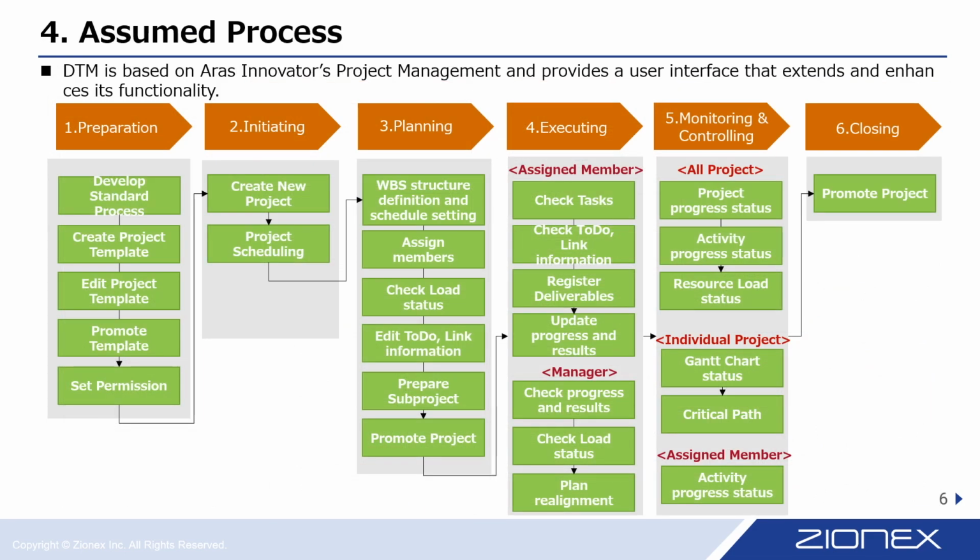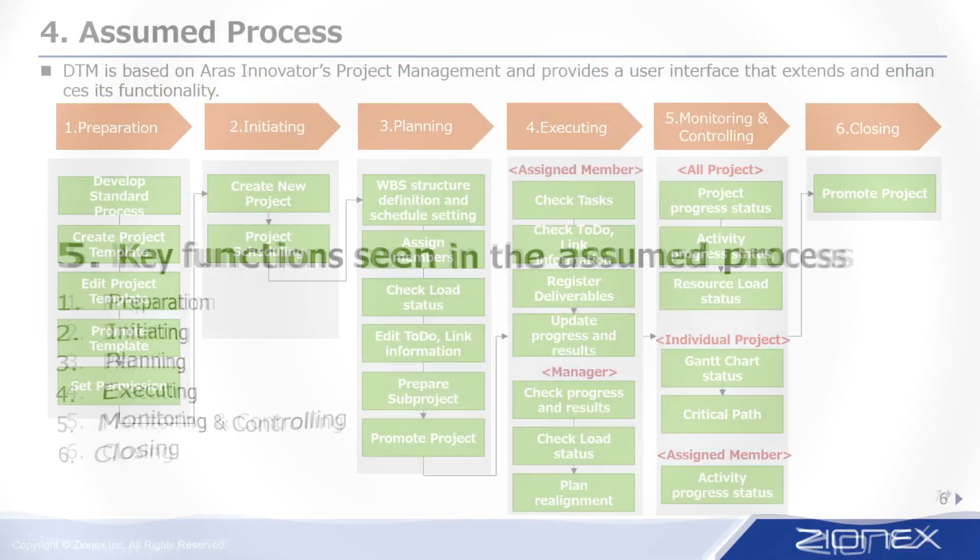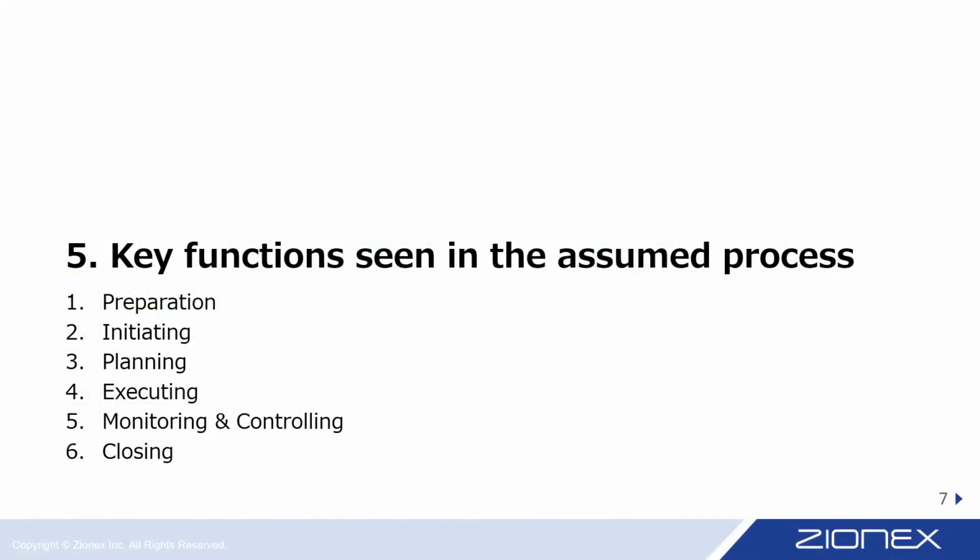This flowchart presents a foundational project management framework with 6 key steps, which include preparation, initiation, planning, execution, monitoring and control, and closing. These stages create a structured approach and serve as the foundation for our DTM demonstrations, enhancing these critical project phases. Now, we will delve into details of the 6 steps of DTM processes.